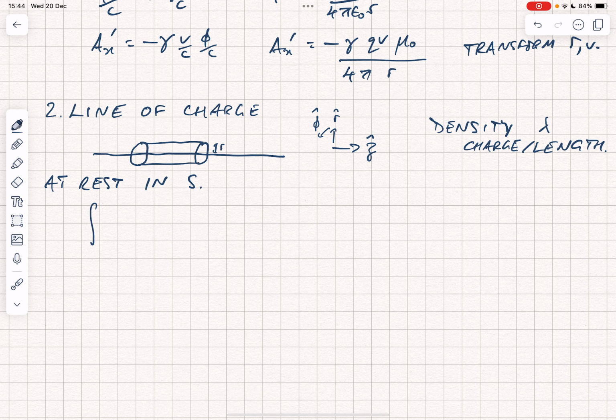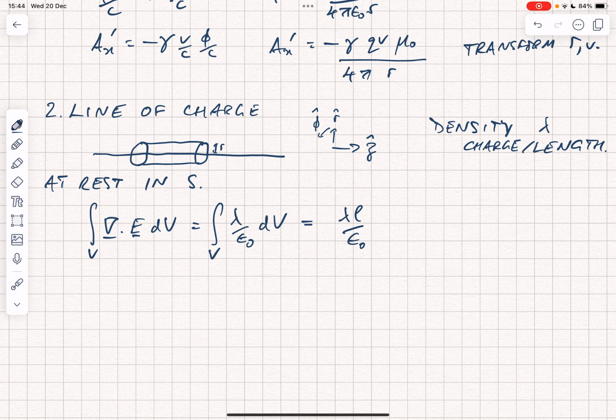So Gauss's law tells us that the volume integral of the divergence of the electric field is equal to the volume integral of the charge, which in this case is going to be lambda over epsilon naught dV. Let's tackle the charge first. Since we've got a density per unit length, the result of that integral is going to be lambda L over epsilon naught, where L is simply the length of our cylinder. That length is entirely arbitrary. It's going to cancel out.